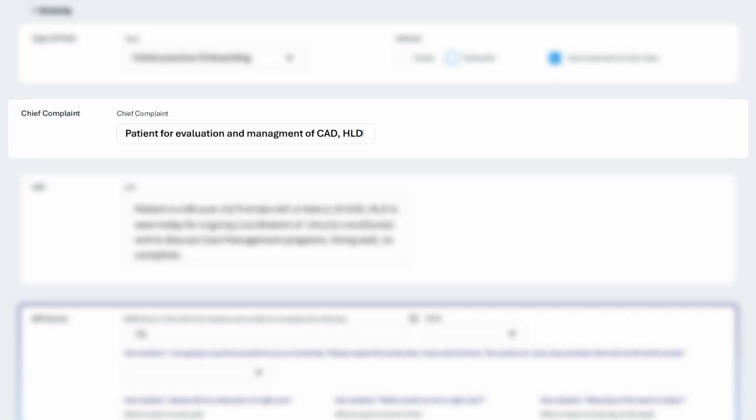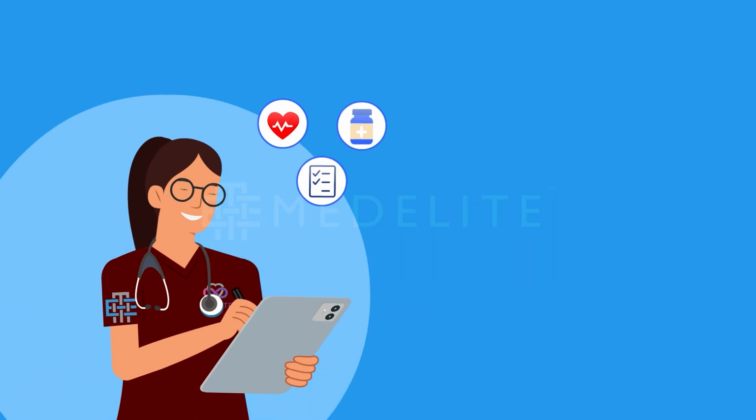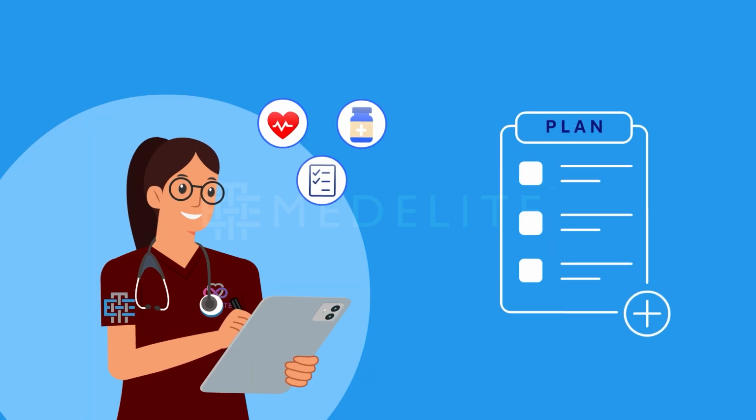The Chief Complaint section is often partially pre-populated by scribes. This is one area that needs your attention. Always review it and make sure it accurately reflects the patient's chronic conditions. A strong example is patient seen for evaluation and management of XYZ conditions. Add any relevant complaints the patient or caregiver mentions during the visit so they can be included in your plan.